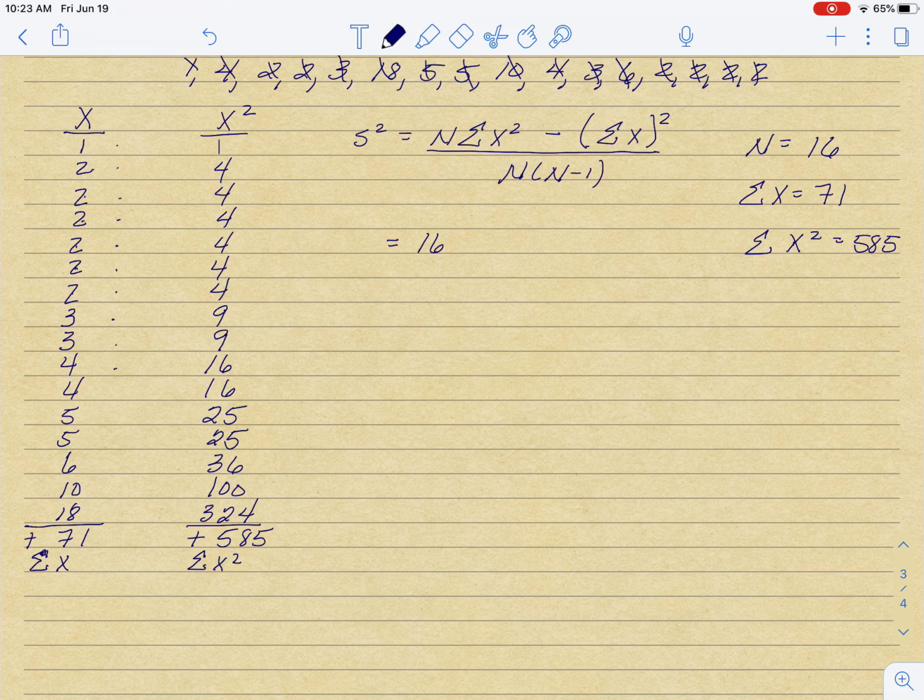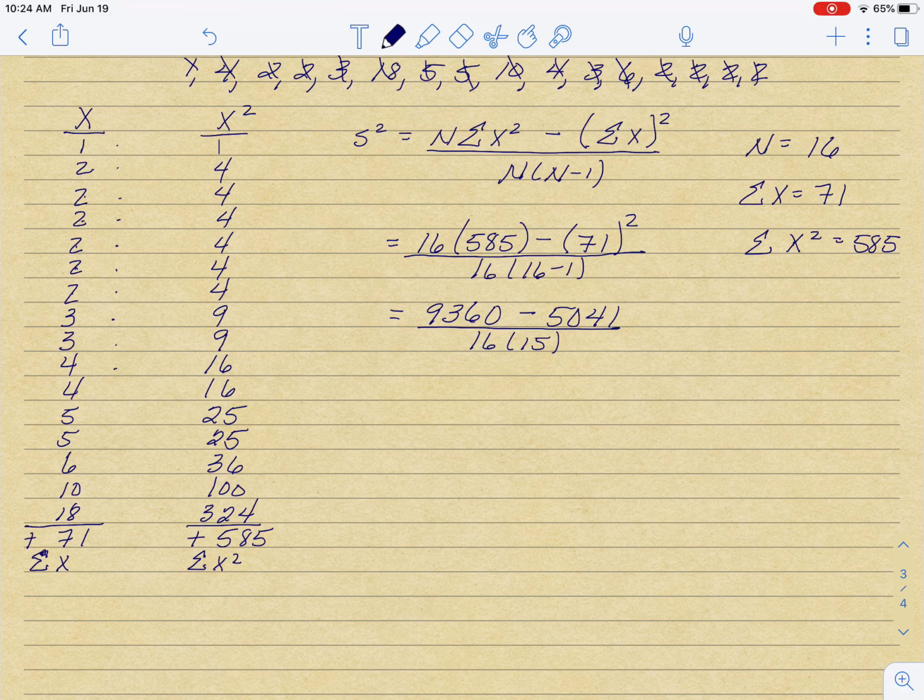So n is 16 times the sum of the x squareds, 585, minus the sum of the x's squared, so 71, and I got to square that. And then the whole thing is divided by 16 times 16 minus 1. So let's simplify this. So 16 times 585 is 9360 minus 71 squared, which is 5041 over 16 times 15.